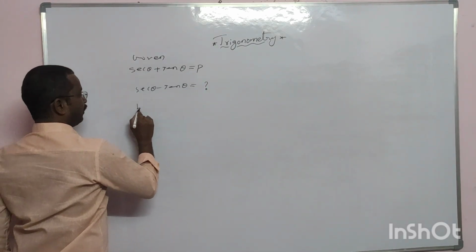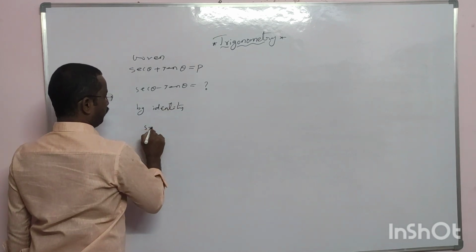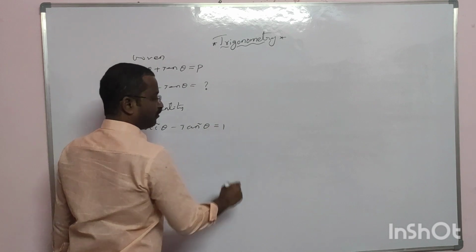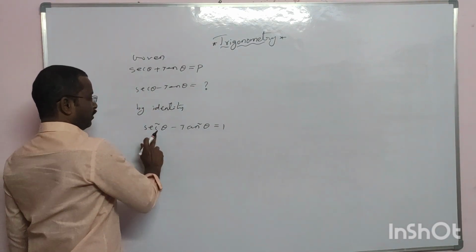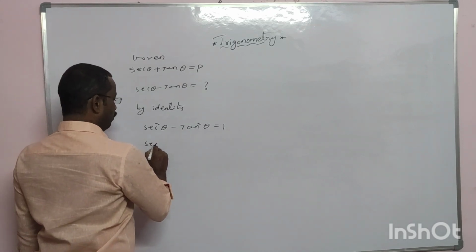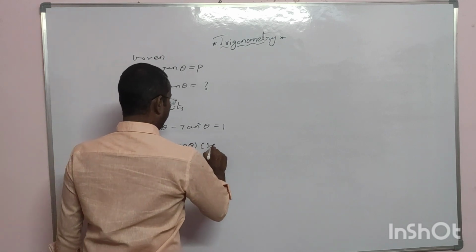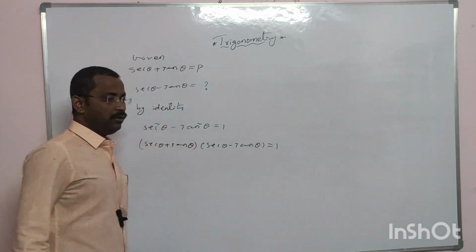By identity, what can I write? Sec square theta minus tan square theta is equal to 1, according to identity 2. This is in the form of a square minus b square. You write it as (a plus b) into (a minus b). So (sec theta plus tan theta) into (sec theta minus tan theta) is equal to 1.